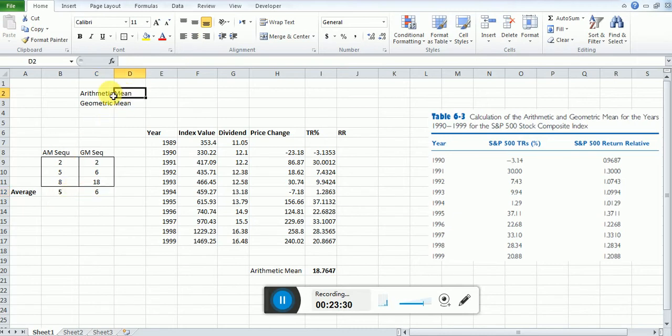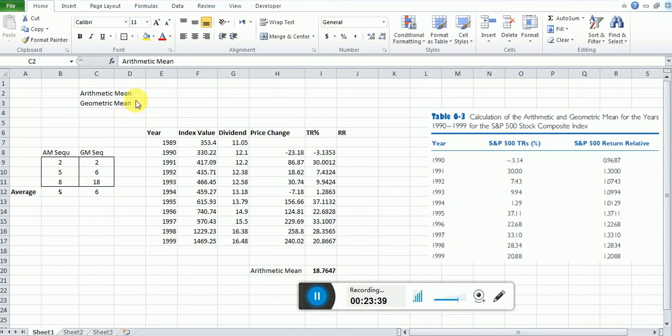Okay, dear students, as I've explained, the arithmetic mean is simply the summation of x over n. And what is the geometric mean? As I have explained, that is to take the nth root of the product of the values, right? Okay, now dear students, here we have total return.